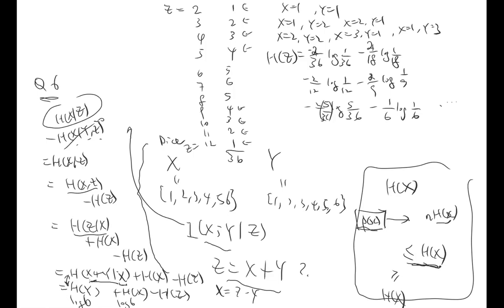Okay, so let me repeat again. Let me get some more space and repeat again. So let me start with a new space. I have x and y and z, right? X, y are just dice, they're independent. I have x, y independent, and then z is equal to x plus y here. And x and y can just take 6 values, 1 to 6 here. So the question is, what is I(x; y | z), right?